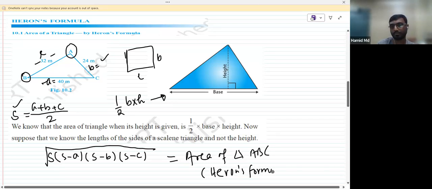Okay, sir, I understand. Okay, so can you proceed and find the area of the given figure, this one? The first triangle? Yeah, this one. Okay, sir.